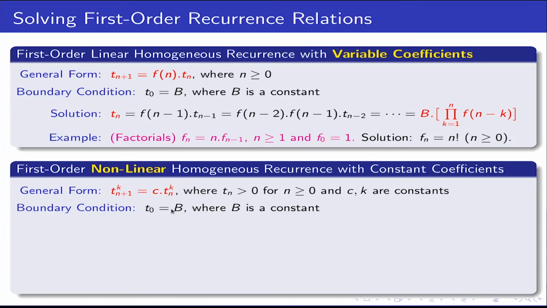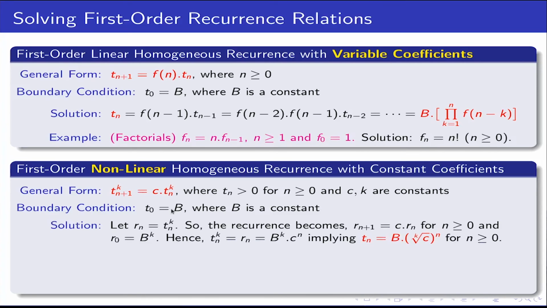To eliminate non-linearity, one approach is that we just take this function as a different function, Rn, so Rn equal to Tn to the power k. The recurrence now becomes Rn plus 1 equal to c into Rn, because this function is straightforward now. However, since Rn equal to Tn to the power k, your base condition becomes R0 equal to T0 to the power k, which is b to the power k. Now if I solve this recurrence, it will be Rn equal to R0 into c to the power n, that is b to the power k into c to the power n.